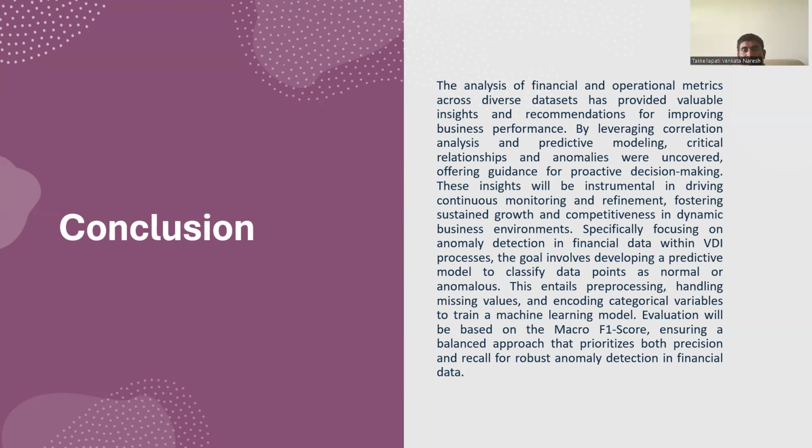Specifically focusing on anomaly detection in the financial data within the VDI process, the goal involves developing a predictive model to classify data points as normal or anomalous. This entails handling missing values and encoding categorical variables to train a machine learning model. Evaluation will be based on the macro F1 score, ensuring a balanced approach that prioritizes both precision and recall for robust anomaly detection in financial data.